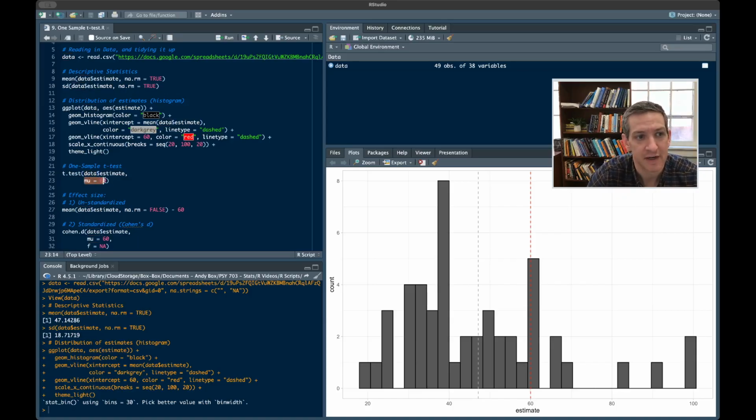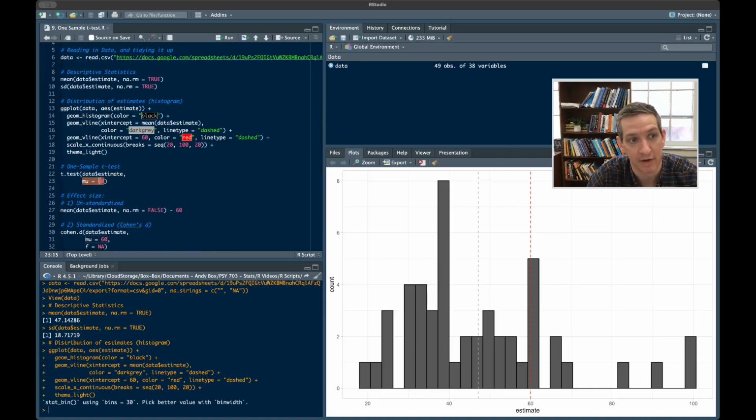And notice here, this is very important. We have to supply it the known population value that we're testing against. So here I'm telling it 60 is the value to which we want to compare the mean of our sample. And that's mu, as in the population mean. So we're saying here, imagine the population mean is 60 and compare our sample mean to that.